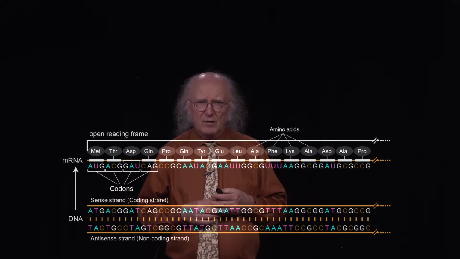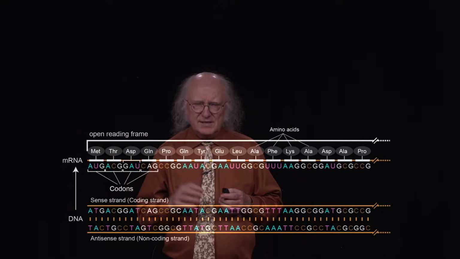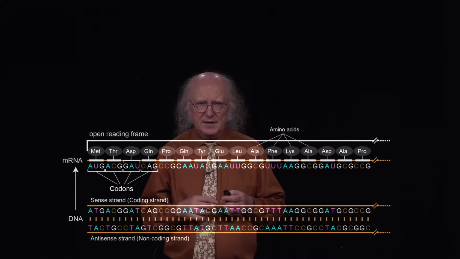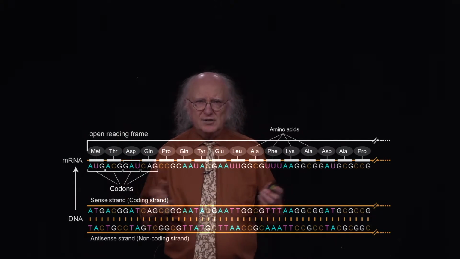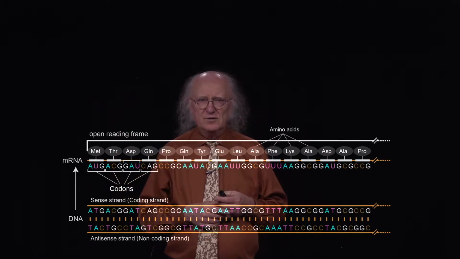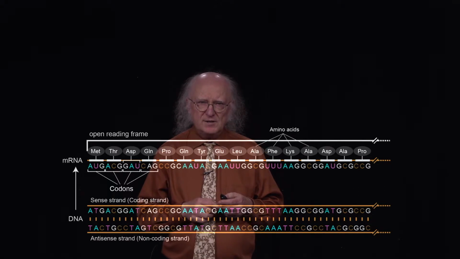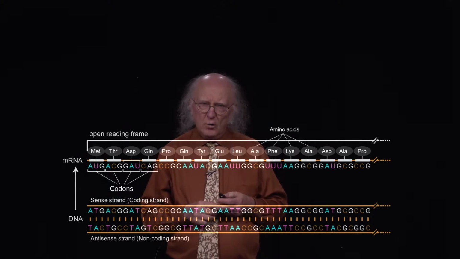The information in the messenger RNA is translated by the ribosome. That is, the ribosome reads the messenger RNA and puts amino acids into a growing polypeptide chain according to the information that's contained in the messenger RNA. It knows the order to put things in by reading the sequence in the messenger RNA, and that sequence is read in 3 base units at a time. Those 3 base units have a name, and they're called codons.